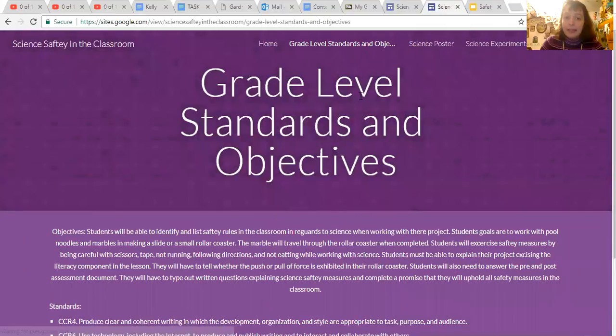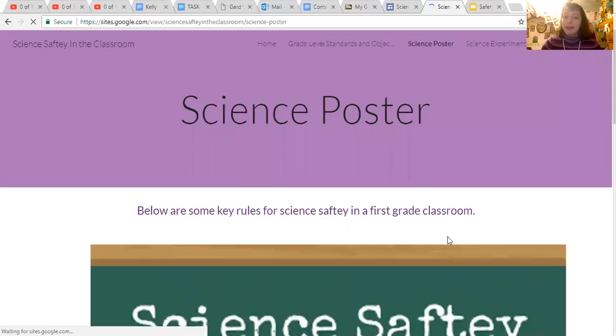For our grade level standards and objectives, you do not have to try to read this, but you will be creating a roller coaster or slide by using pool noodles. We will be talking about force and motion, and you will use your marbles, which will go down the pool noodle, and you will see which marble goes down the fastest, or faster than the other marble. You will be working on this using the science safety rules. So this is our science poster.